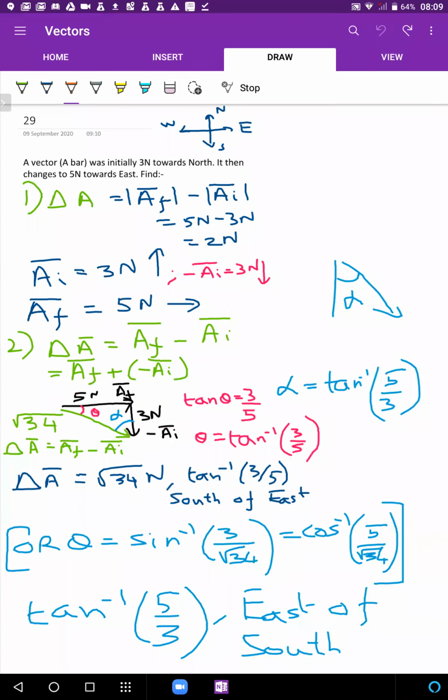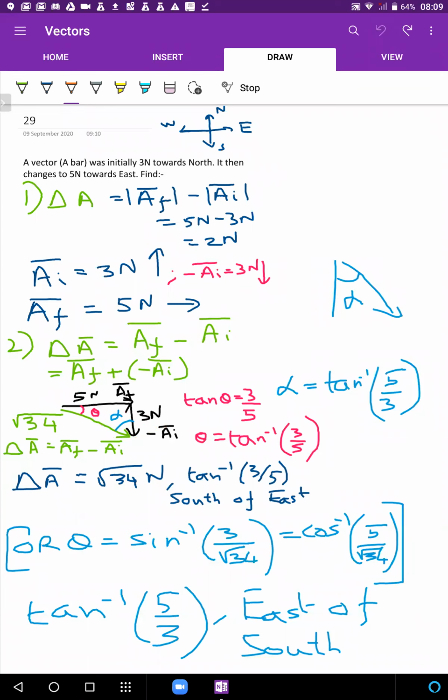Some of you found the angle it made with the vertical, with the north-south direction. So you found alpha, and we can observe that tan alpha is the opposite over adjacent, 5 by 3. So tan alpha is 5 by 3. Then you can even describe alpha as tan inverse 5 by 3.